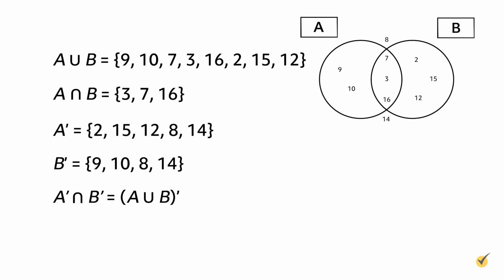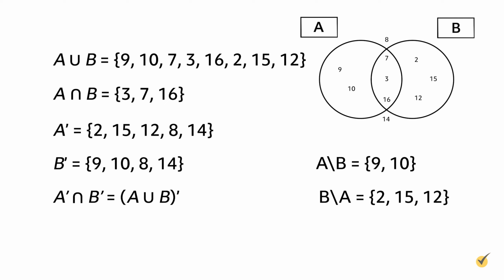A couple more things we can easily find from this Venn diagram are differences of sets. For example, A minus B is everything in A that isn't in B, so we won't include 7, 3, or 16. And B minus A is everything in B that isn't in A. These differences between sets ignore elements that belong to the intersection of A and B.